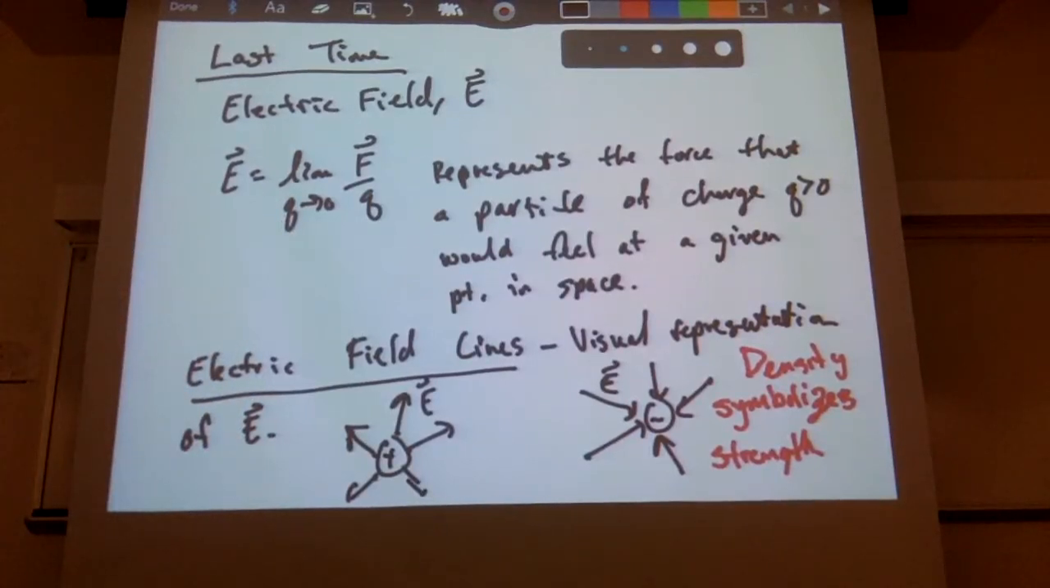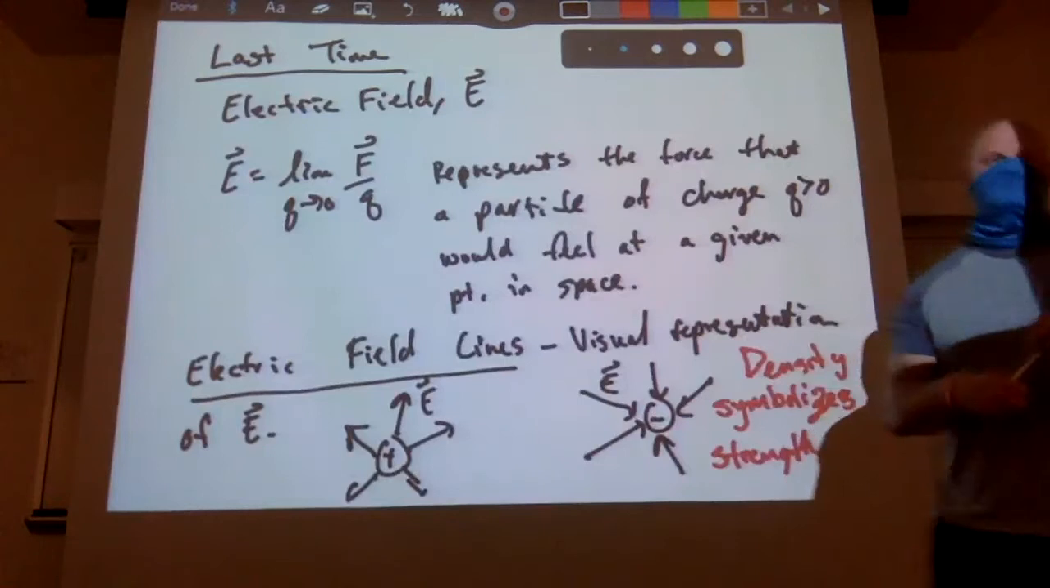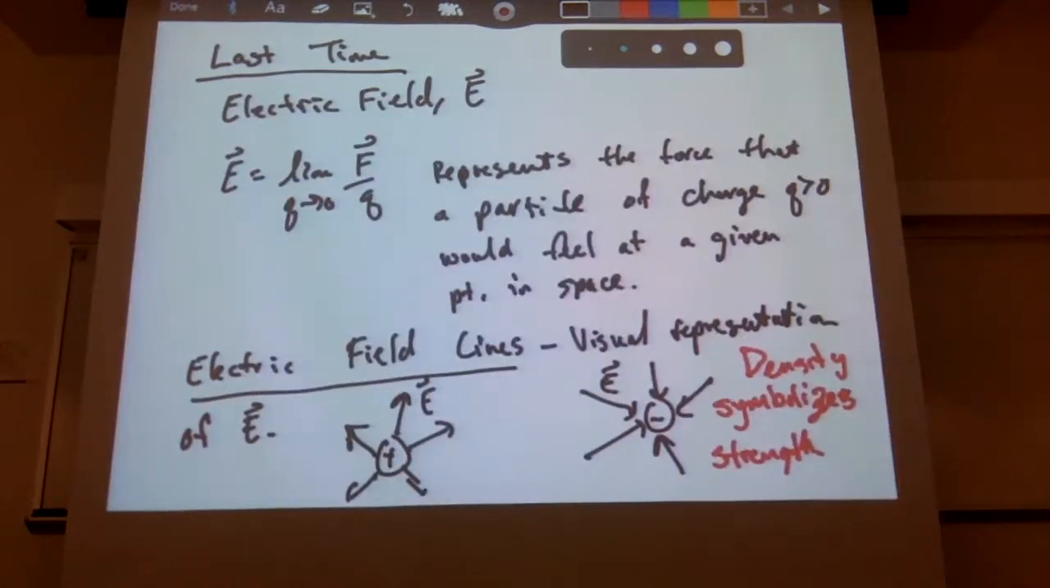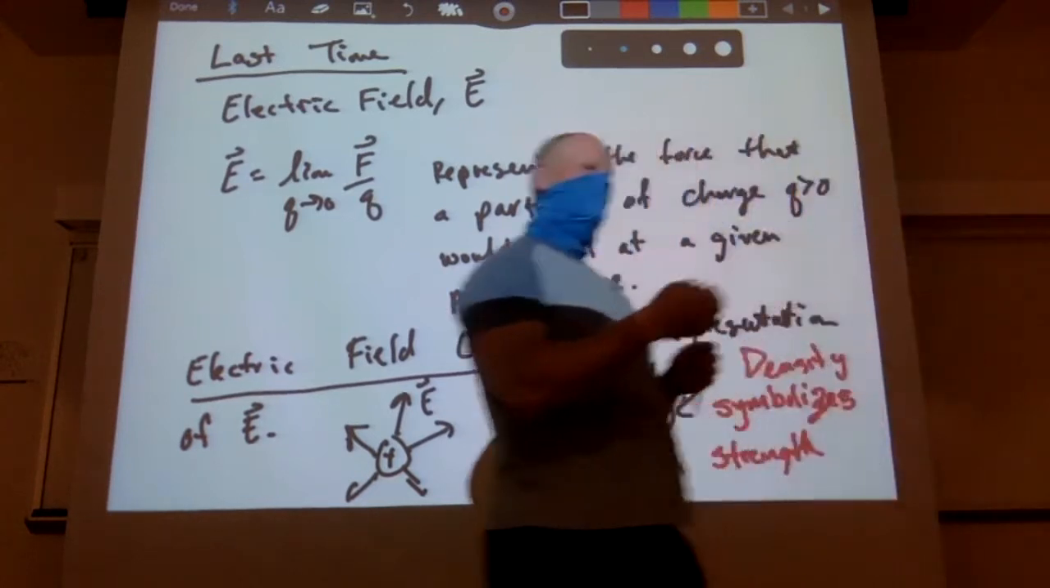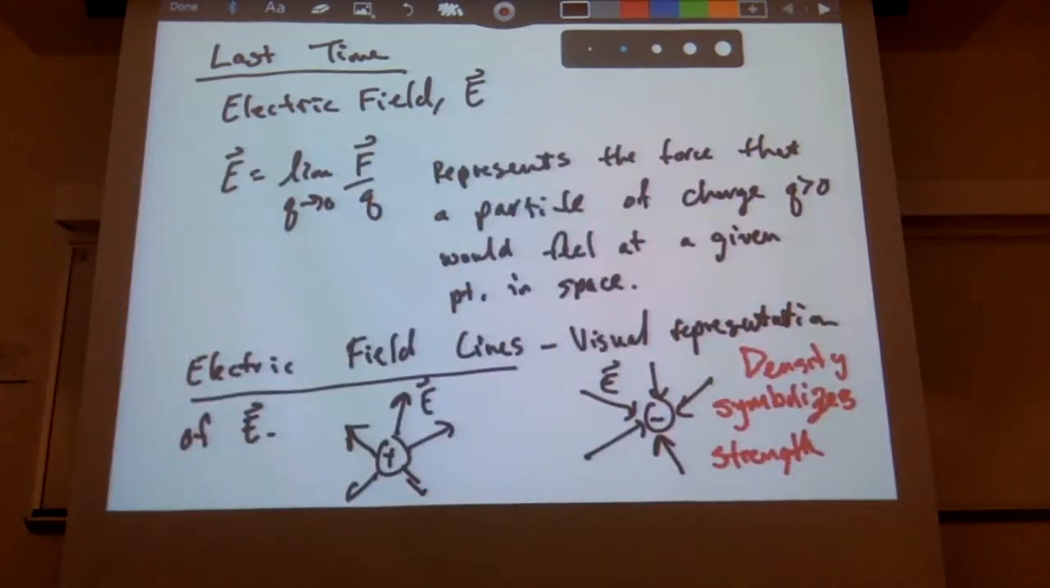So again, what the electric field represents is the force that a particle of charge q would feel at a given point in space. The electric field is a vector field, meaning it has a value at every location in space, as well as a direction, because it's in the direction of the force that that particle would feel at that given point.